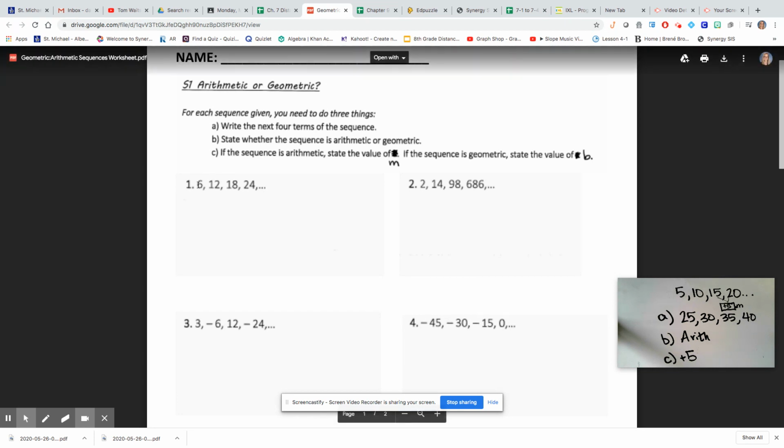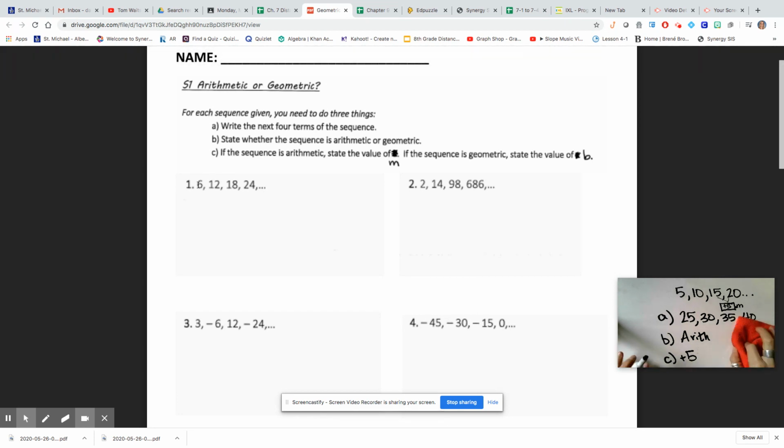Pause the video right now. Take a few minutes. Oh, wait, let me do one more. I didn't do a geometric. So before you pause, let's look at a geometric. Sorry about that. If I used some of the same numbers here, let me start with 5 again. But this time it went 5, 10, 20, 40. I would look at this pattern and say, all right, well, what's it doing?